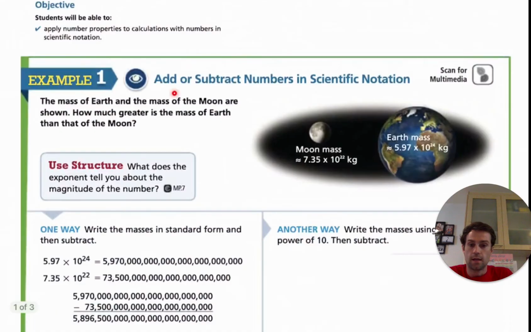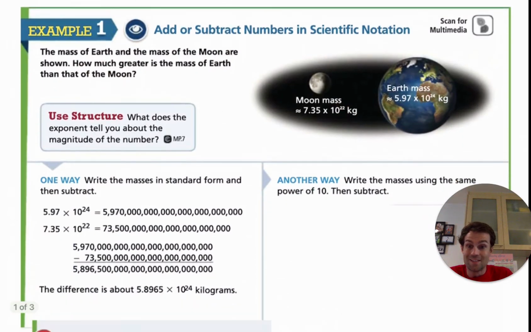So we're going to add or subtract numbers in scientific notation. So the mass of the Earth and the mass of the Moon are shown. How much greater is the mass of the Earth than that of the Moon? So we're comparing the Moon with the mass of the Earth, and you can see that the Earth is significantly larger than the Moon, because we can see that here the Moon is 10 to the power of 22 and the Earth is 10 to the power of 24.